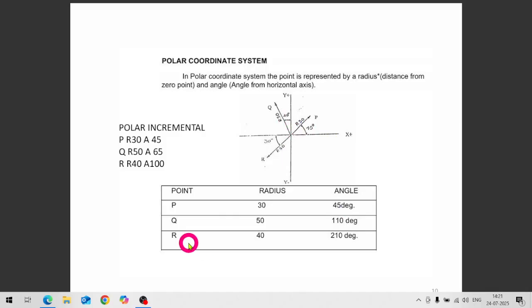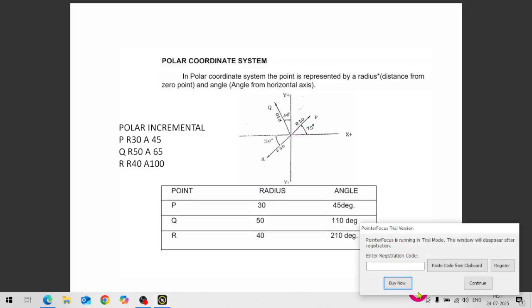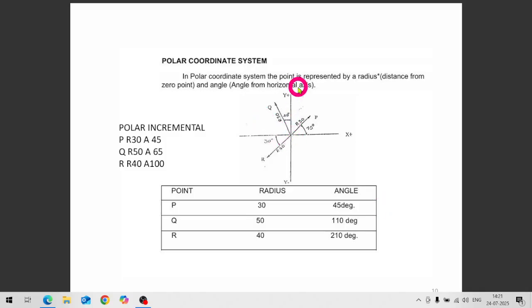So similarly for R point, what will happen? R radius is 40 mm, R 40, and how much will be the angle? Now from this horizontal line, this vertical line is 90 degree, then this horizontal will become 180 degree, and then plus add this 30 also. So 180 plus 30, this will be 210 degree. So R is 40 and 210 degrees. So this way we define these points in polar absolute.